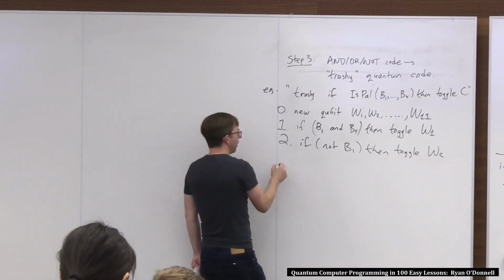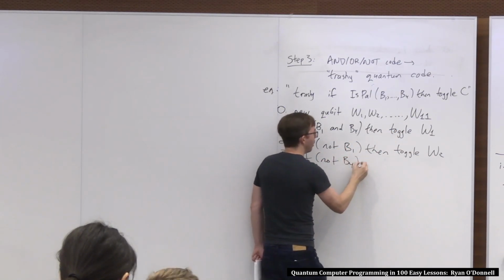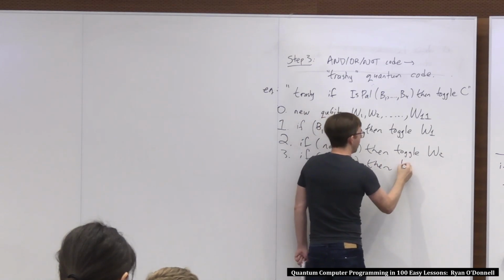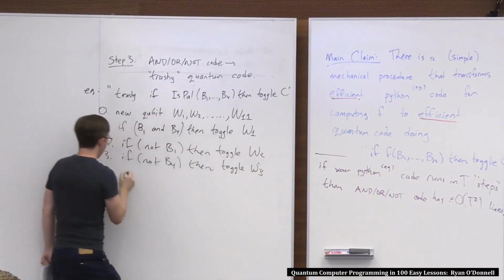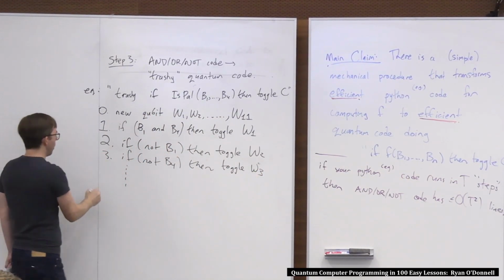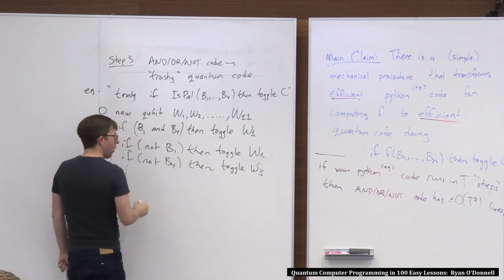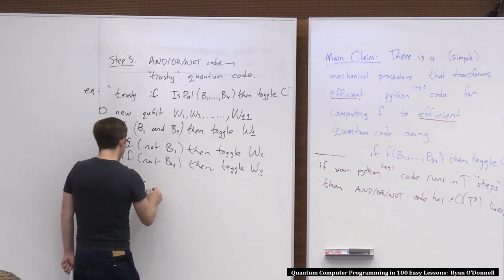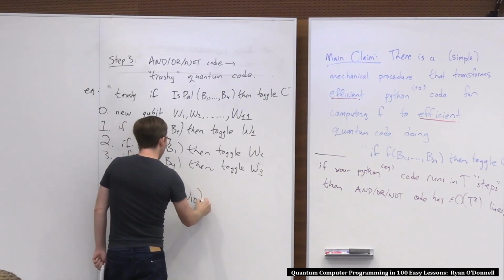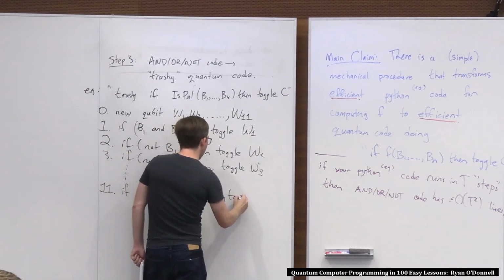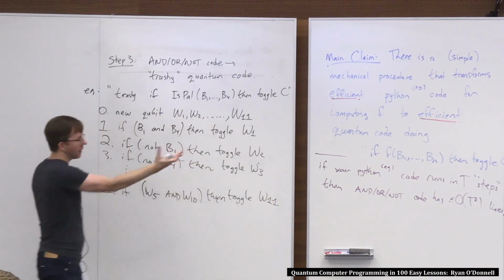So okay, I'm not going to write it all out, but the next one would be, basing it off here, if not B4, then toggle W3, and so forth. And maybe I'll do the last one. The last line, line 11, would be if W5 and W10, it's good that we know it's an AND now, W5 and W10, then toggle W11. Okay, and then C is the final value.